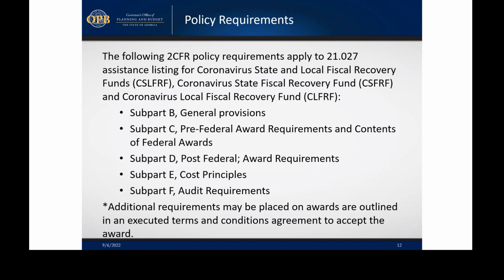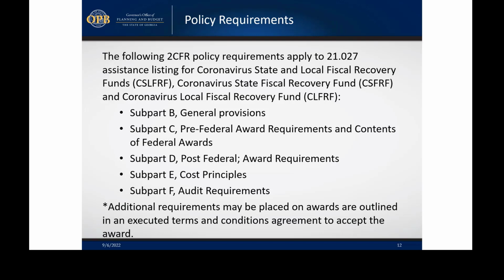2 CFR 200 is outlined here. So the assistance listing for these funds, again, under state fiscal recovery funds are 21.027. That includes subpart B, general provisions, subpart C, pre-federal award requirements and contents of federal awards. Subpart D, post-federal award requirements. Subpart E, cost principles. Subpart F, audit requirements.